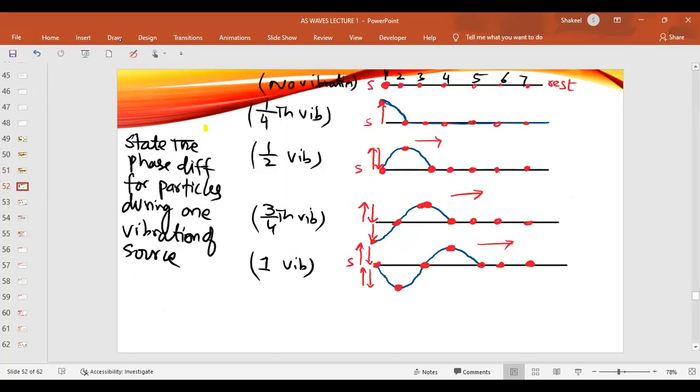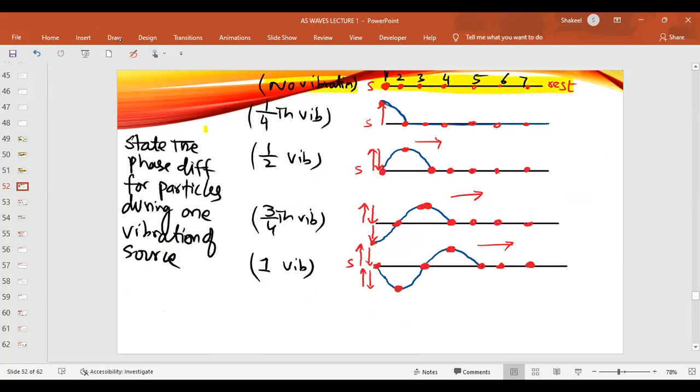The next thing is, you can see the diagram. In the first diagram, there is no vibration, so all the particles are at rest. Particles 1, 2, 3, 4, 5, 6, 7 are at rest. When the source starts vibrating and 1/4 of the vibration is started, then particle 1 goes up and particle 2 stays. And when half vibration is completed, like the source goes up and down, then half of the wave is completed. When 3/4 of vibrations are done, then 3/4 of the wave is formed. And when one full vibration is completed, then one full wave is formed.